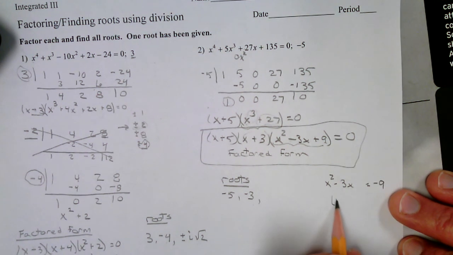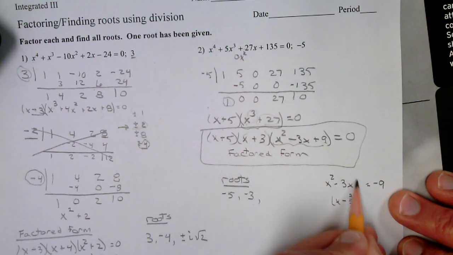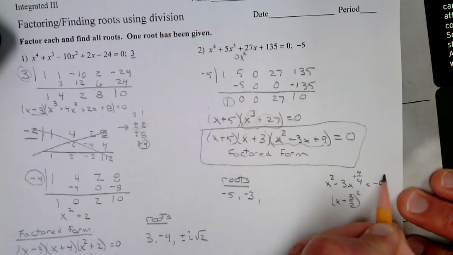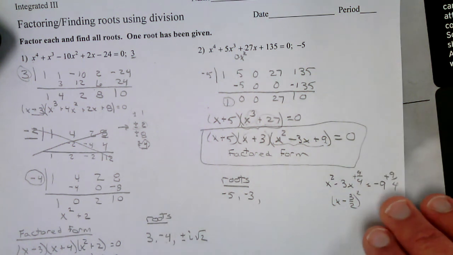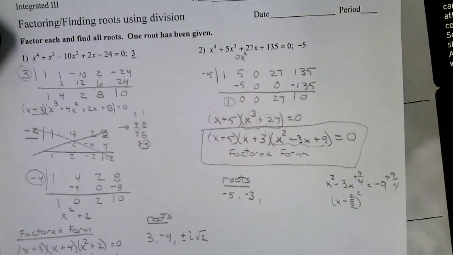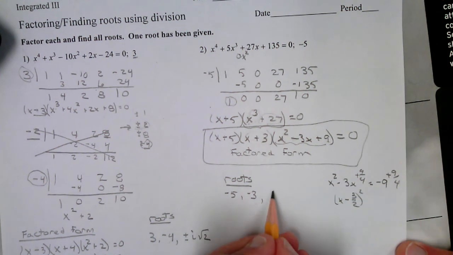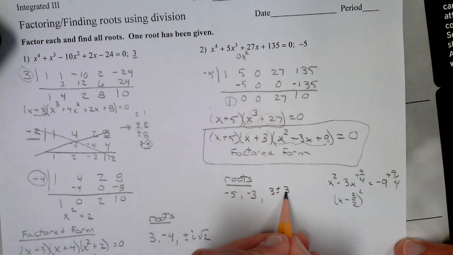Okay, and you know how to do it: x minus 3 halves, and then you square it, plus 9 fourths, plus 9 fourths. And I'm going to stop there. You can finish this up on your own. You'll notice it's going to be negative. So we have an imaginary root. If you were to work on that one for a second, it would come out to be 3 plus or minus 3i square root of 3, all over 2.